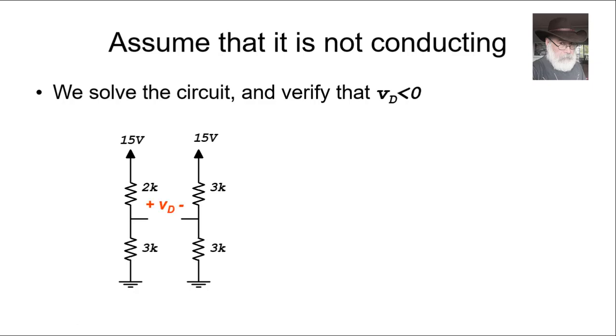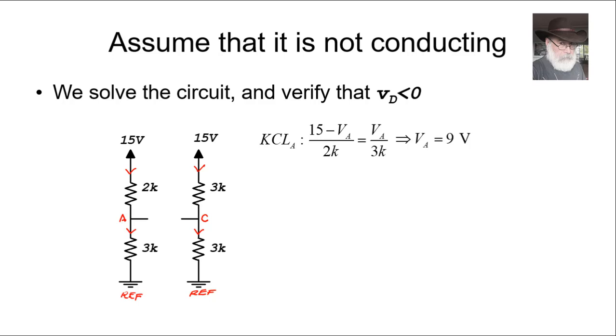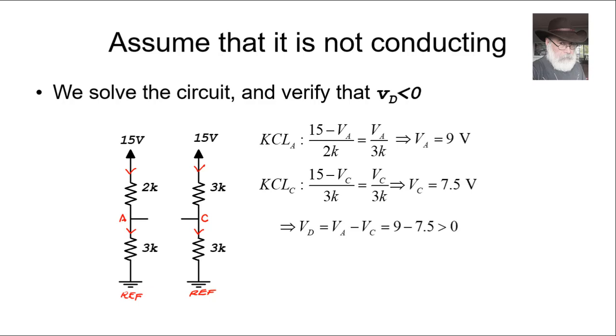Well, sure, that is the voltage I need to compute. Identify the nodes, reference node, anode, and cathode, the branch currents as usual, and write a KCL equation for node A and for node C, and we solve for VA and VC, and the voltage in the diode is VA minus VC, which happens to be a positive number, and that contradicts the assumption that the diode was open.